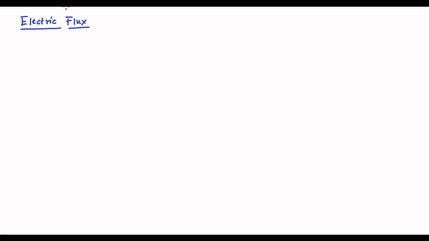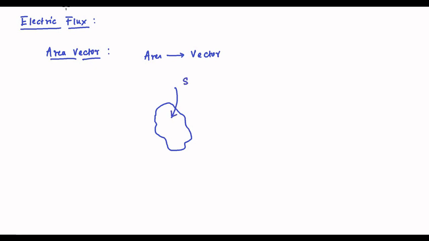Now before we discuss electric flux, we should understand the concept of area vector. Normally in a lot of discussions, even in mathematics, we treat area as a scalar quantity. But in physics, sometimes it is useful to treat area as a vector. So how can we treat area as a vector? Let us say we have any random closed surface having a certain surface area S, in meter square, centimeter square, whatever it is.